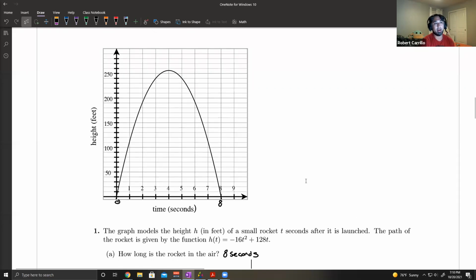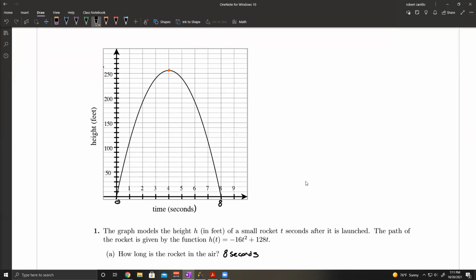Okay. And then it says, what is the maximum height of the rocket? By looking at this, if you're looking for the maximum height, this means you're looking for the vertex. We could just guess it because everything's going by tens: 210, 220, 230, 240, 250, 260. So we could say it's right between 250 and 260.